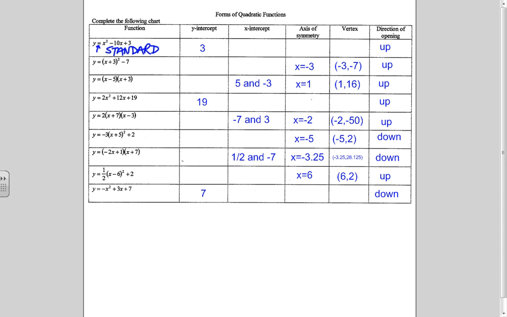Could you pause this for a moment and just make sure that all of your answers are correct? I want to go over this one when you're done.